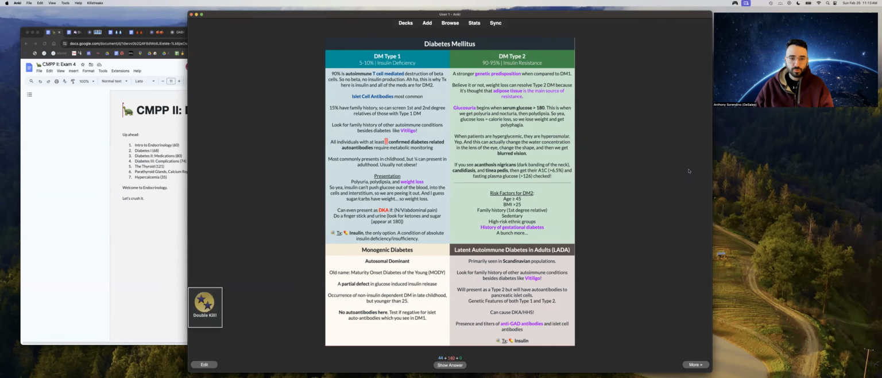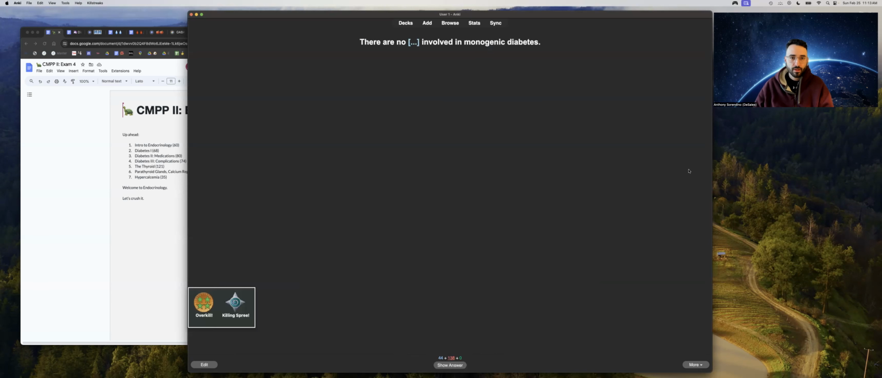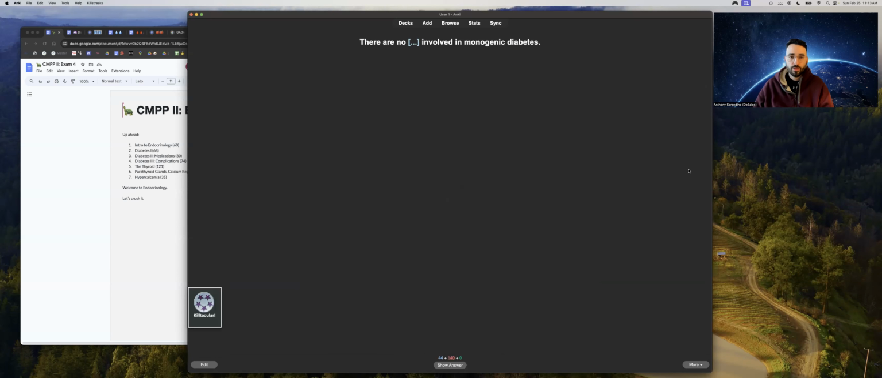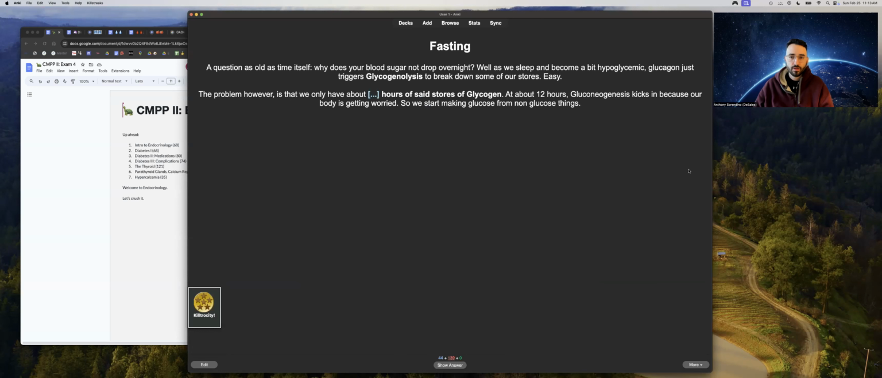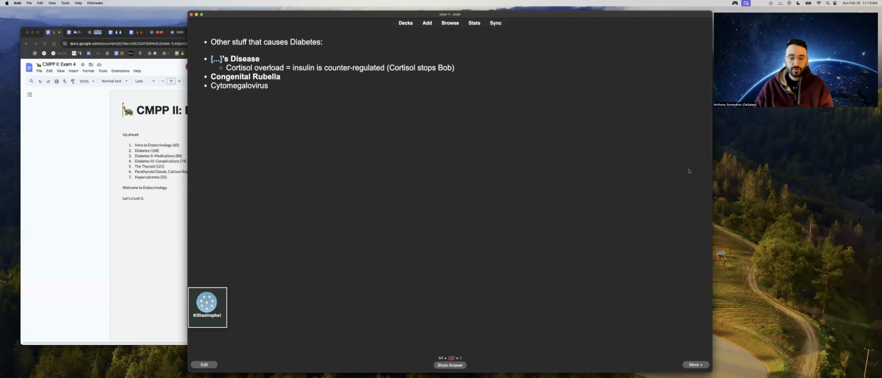All individuals with at least 2 confirmed diabetes-related autoantibodies need that metabolic monitoring. Ghrelin lives there. Yes, which stimulates growth hormone. There are no blank involved in monogenic diabetes antibodies. 24 hours of glycogen. Greater than 200 random glucose and symptoms.